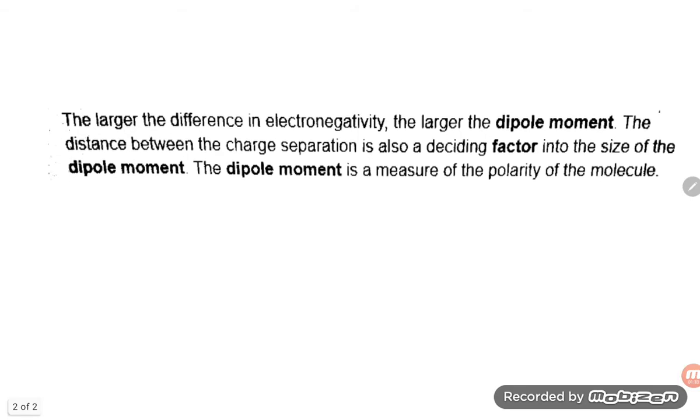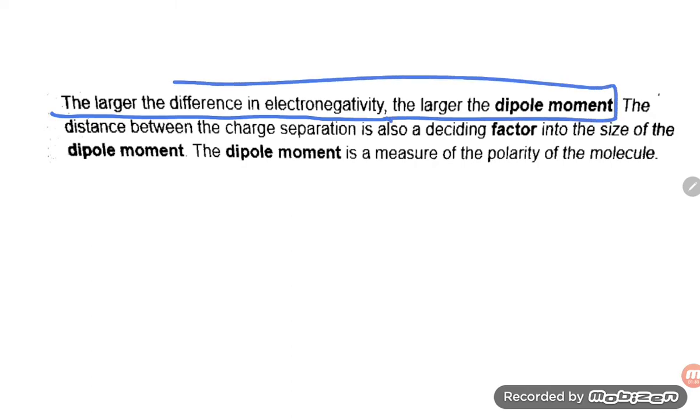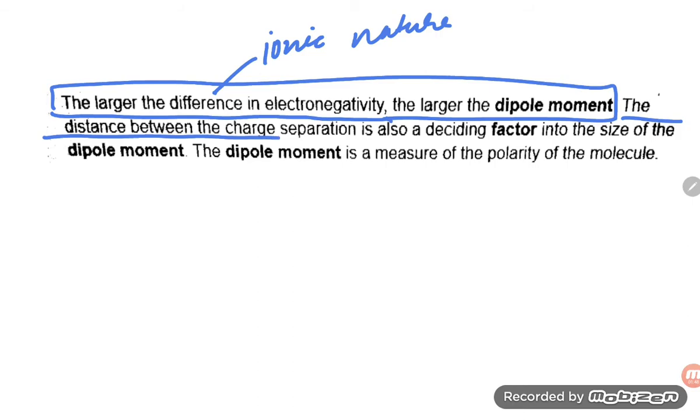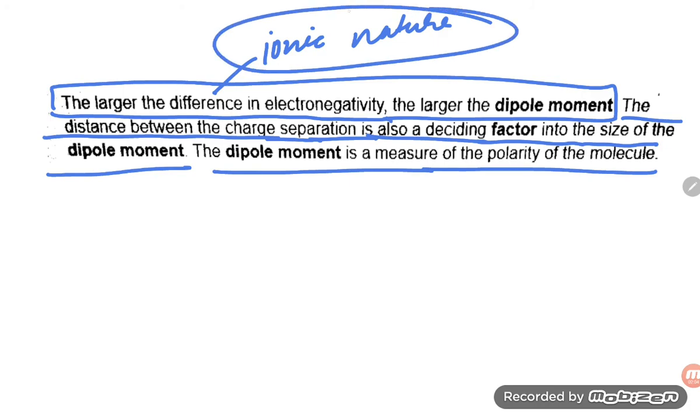You can read out the slides here also. The larger the difference in electronegativity, the larger is the dipole moment. Now larger difference means ionic nature. And second, the distance between the charge separation is also a deciding factor in the size of the dipole moment. The dipole moment is a measure of the polarity of a molecule. So keep in mind, student, the more the difference in electronegativity, the more ionic the given compound will be.